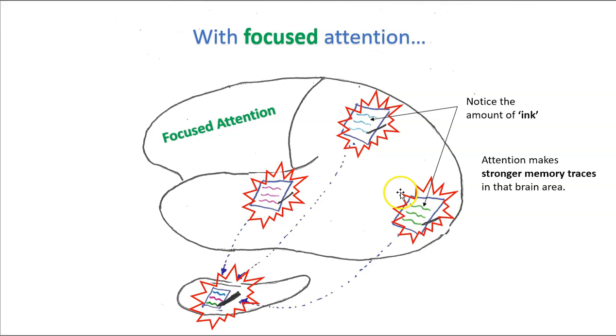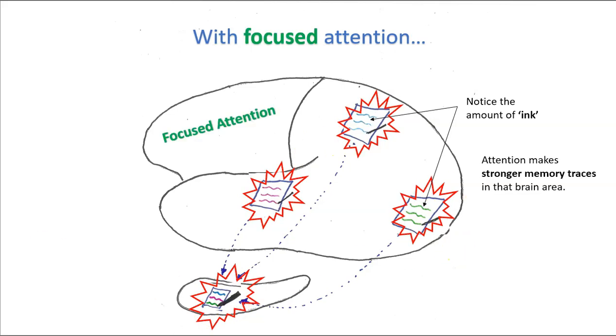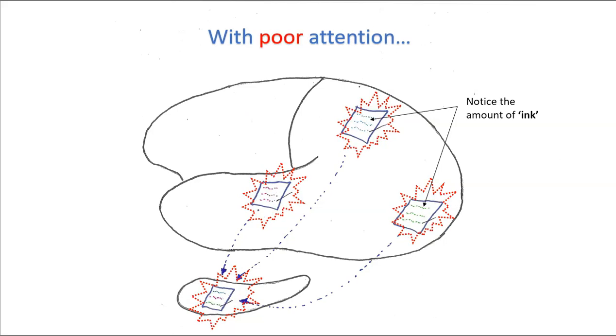Now notice the paper with the pen applying ink. So this is our metaphor that when we're making memory traces, it's like applying ink to paper. And so attention is going to make these memory traces stronger in that brain area. If we're not paying attention, then notice the amount of ink in these memory traces, both in the cortex and in the hippocampus. So good attention, poor attention. Attention is the key to learning, where if we want to learn stuff, we've got to be paying close attention.